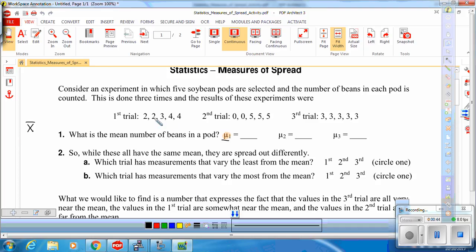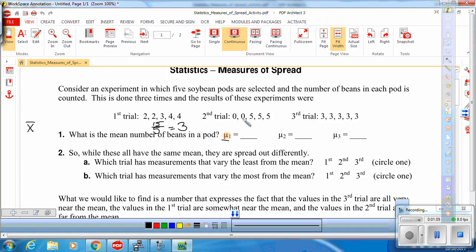Let's find the mean of these three sets of data. If you remember, mean is added up and divide by how many numbers there are. So 2 plus 2 is 4. 4 plus 3 is 7. 7 plus 4 is 11, and 11 plus 4 is 15. So that's our sum, and then we have to divide it by how many numbers there are. 1, 2, 3, 4, 5. So there's 5 numbers. So this one has a mean of 3.